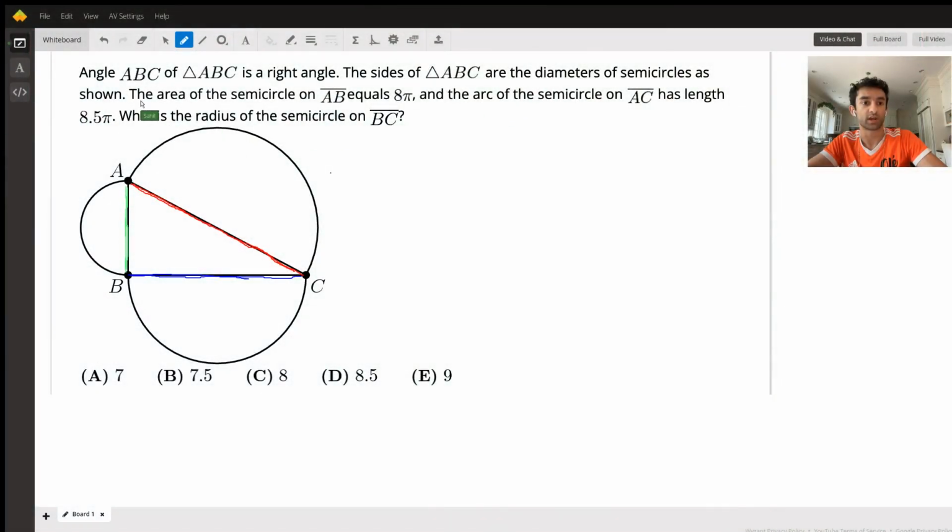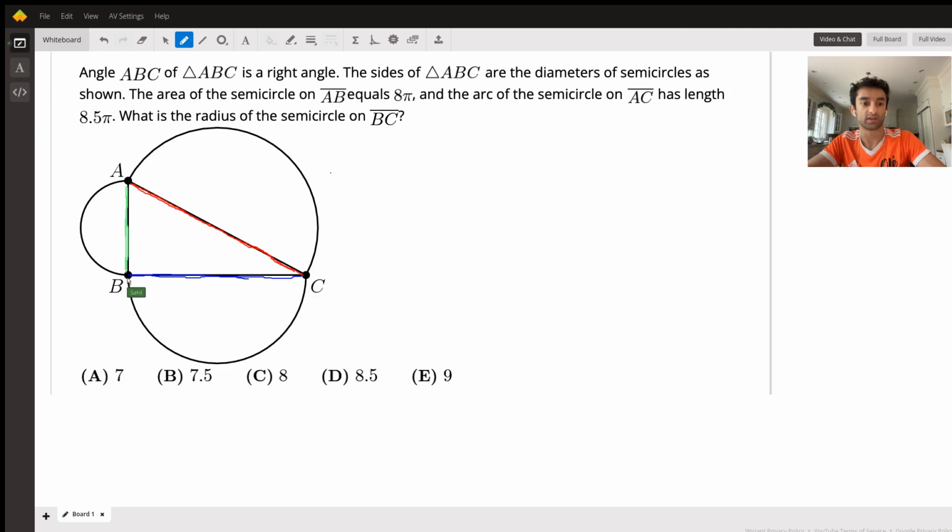Okay, so we have angle ABC of triangle ABC is a right angle. The sides of triangle ABC are the diameters of the semicircles as shown. The area of the semicircle AB equals 8 pi, so A to B right here, that semicircle has an area of 8 pi. And the arc of the semicircle on A to C, so this arc right here, has a length of 8.5 pi. What is the radius of semicircle B to C?